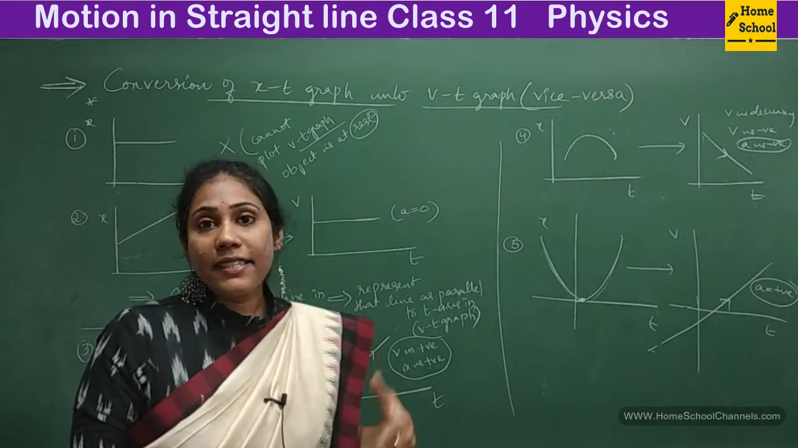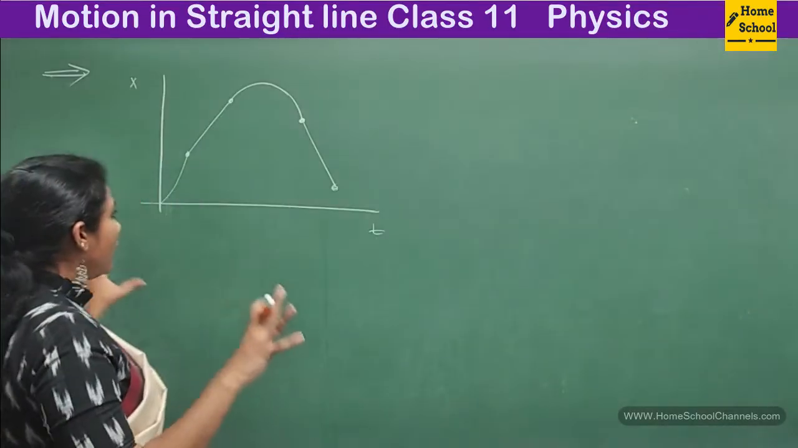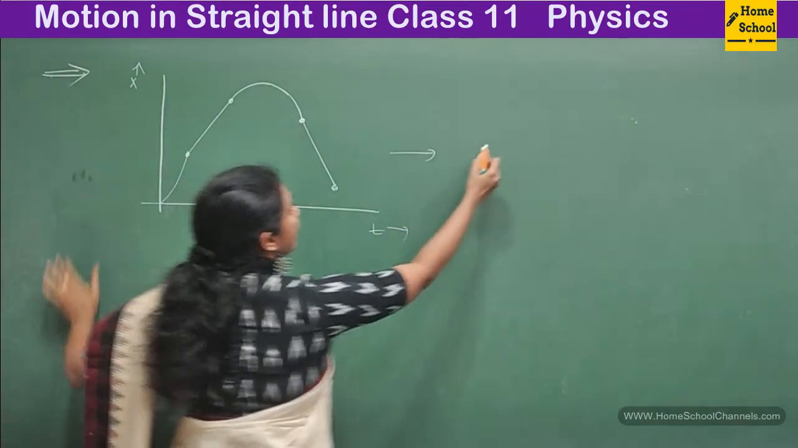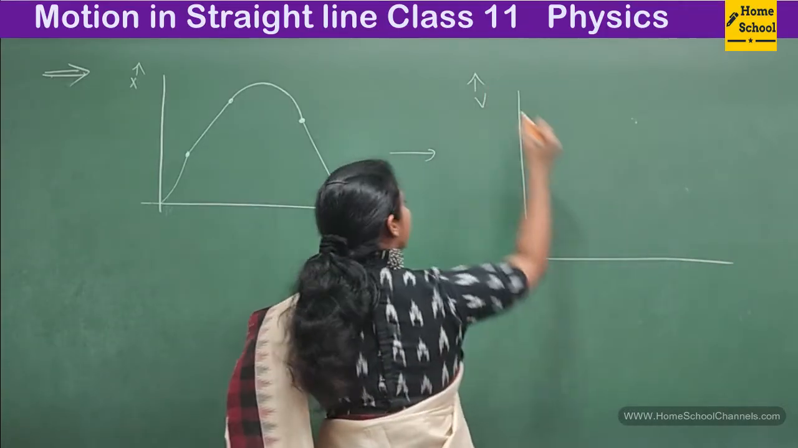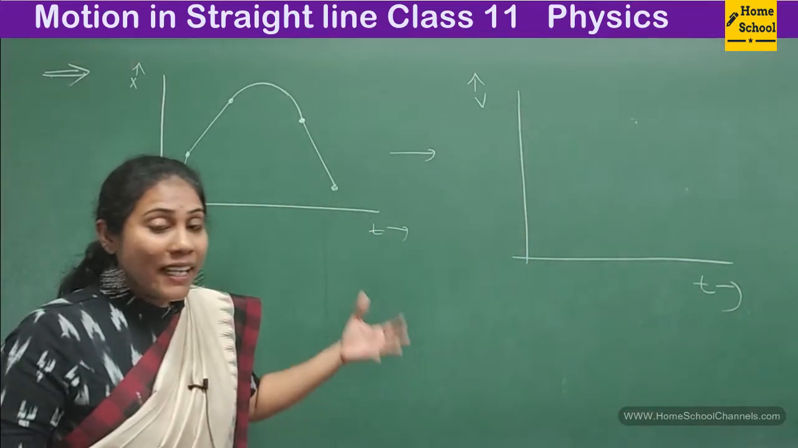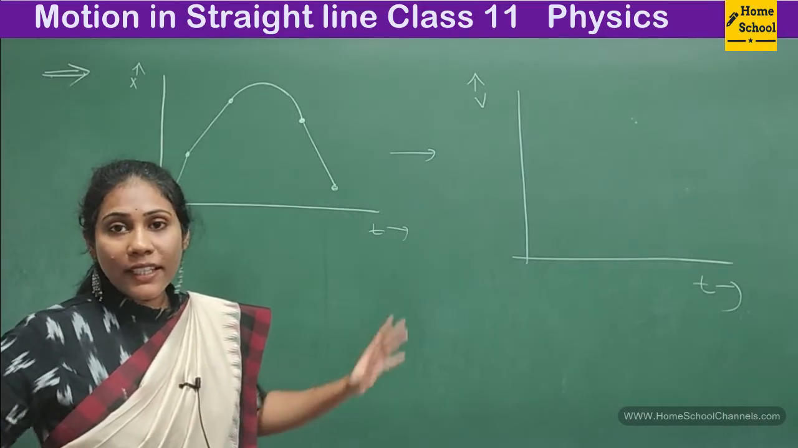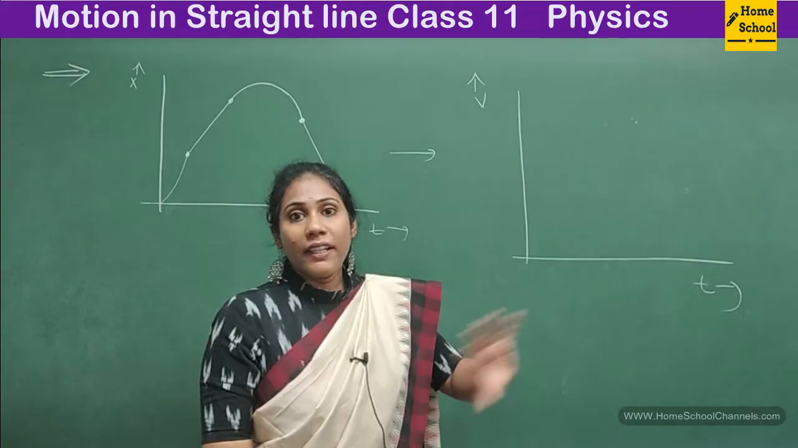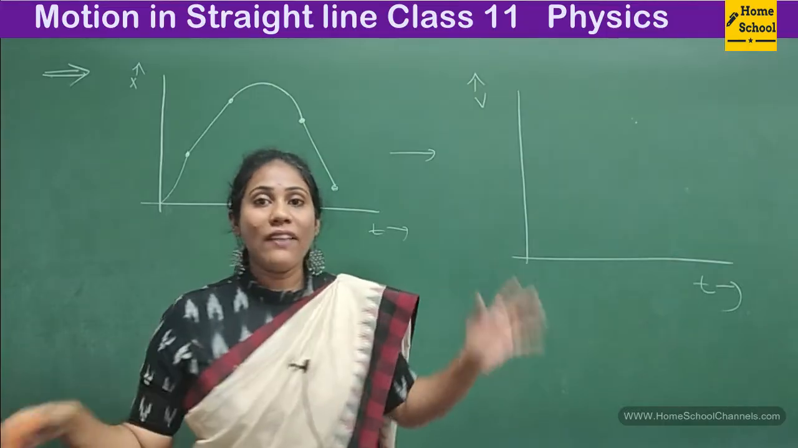With this idea, let us see one example of how we can convert an xt graph into a vt graph. On the board I have an xt graph, and you should convert this into a vt graph. Can you all pause the video and try yourself with the basic idea that I gave you? With these five points, if you have a parallel line, how do you represent it in the vt graph? If you have a straight line, if you have a curve?